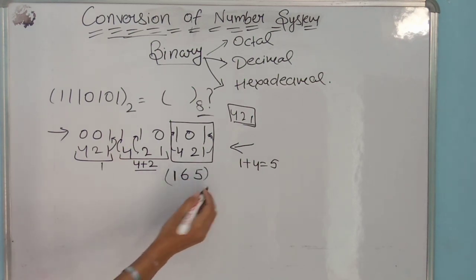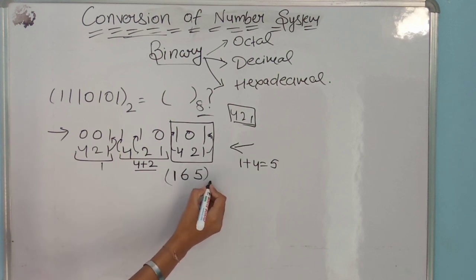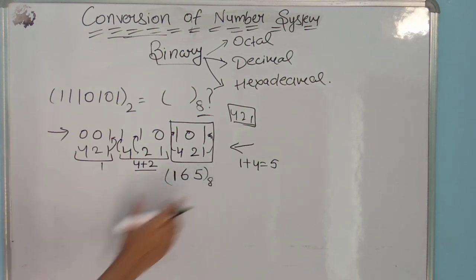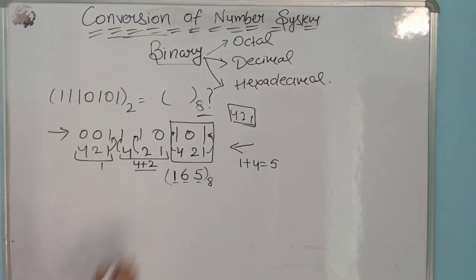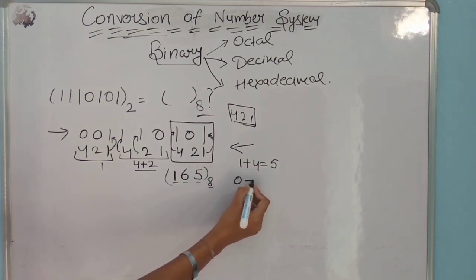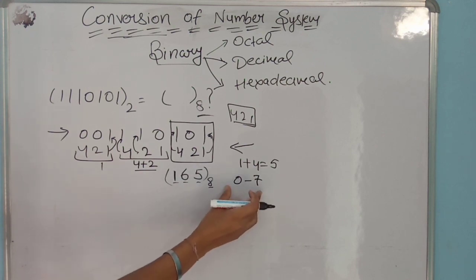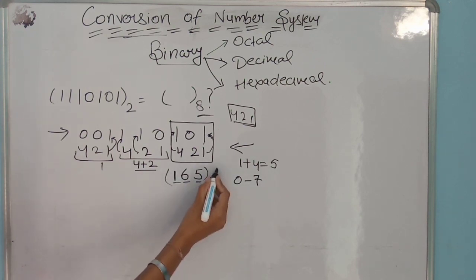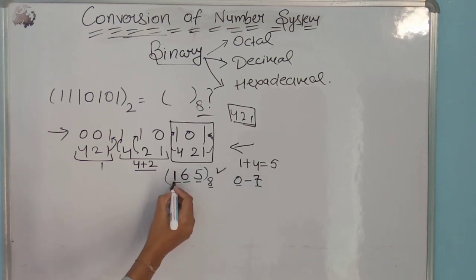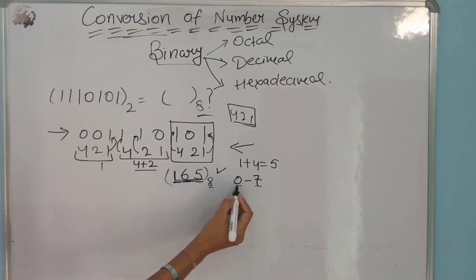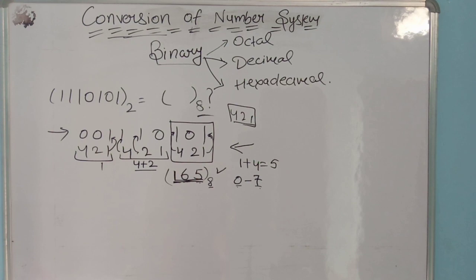So this is an octal number and its base is 8. Now we can check the range of an octal number. The range of an octal number is 0 to 7. So now we verify that all the digits contained in this number are between 0 to 7. It contains only digits that are between 0 to 7. So this is the right octal number. So now we follow this method for converting a binary number into an octal number.